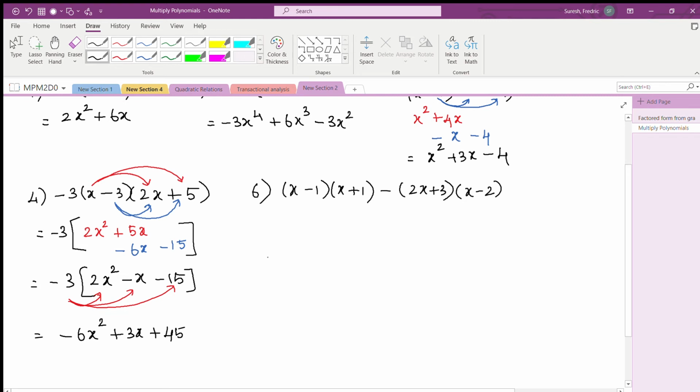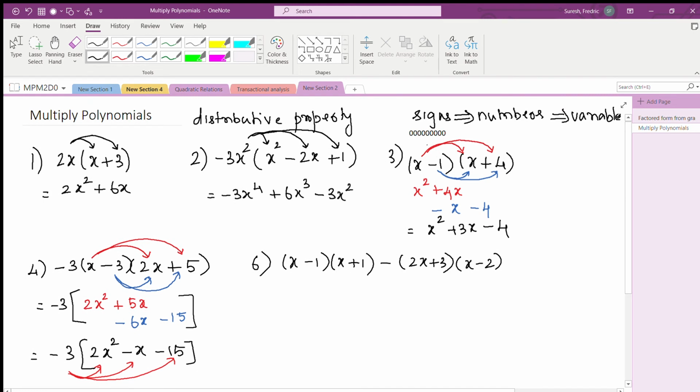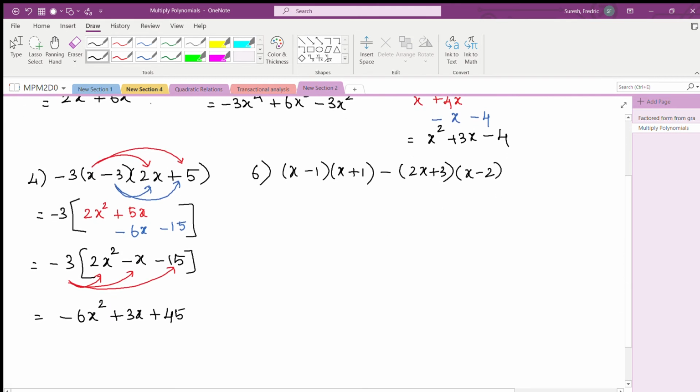Coming to the last example, you're going to do what you did in question number 3. You're going to do that with the first two brackets there. Then you're going to do the same thing for the other two brackets, and once you get them both, you're going to subtract them. It's going to be a bit long, but still it's simply doable. So here we go. We multiply and multiply.